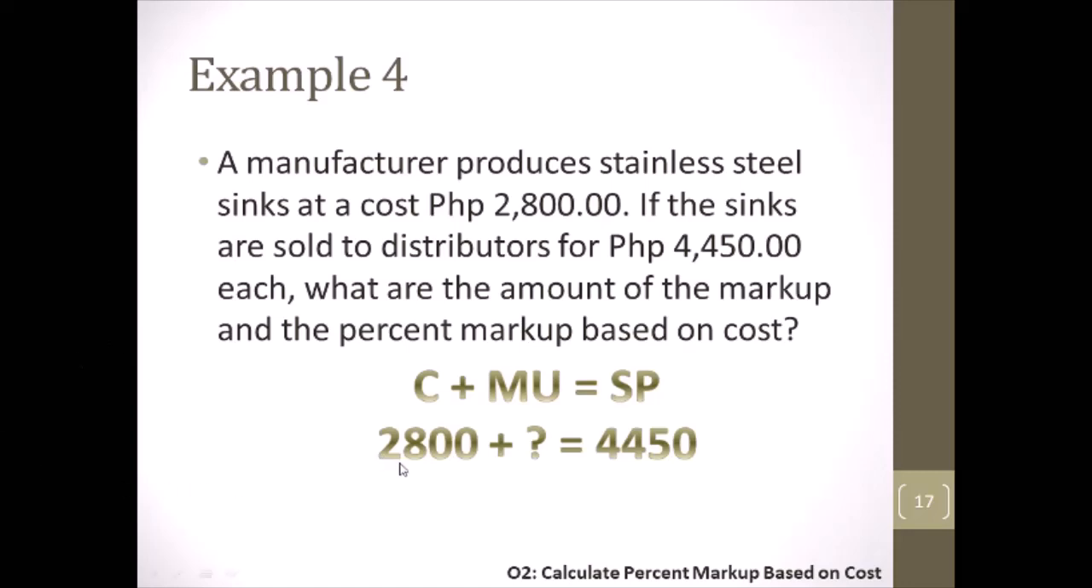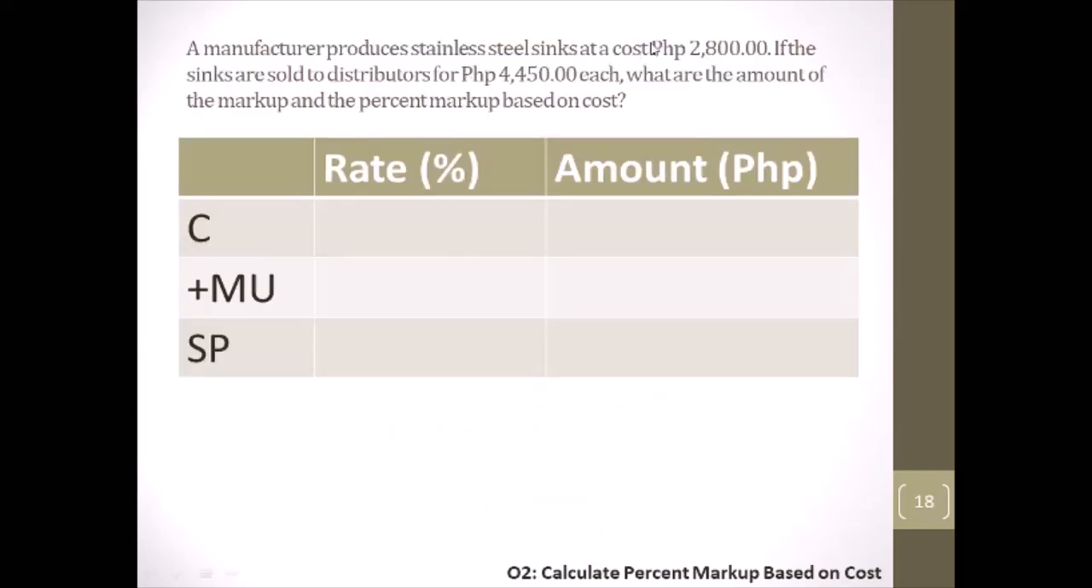That will be added to 2,800 to get the selling price of 4,450. So it is 1,650. So using the table, let's fill in the figures. First is 2,800 as the cost, 4,450 as the selling price. So again, we computed the markup amount. It is 1,650.